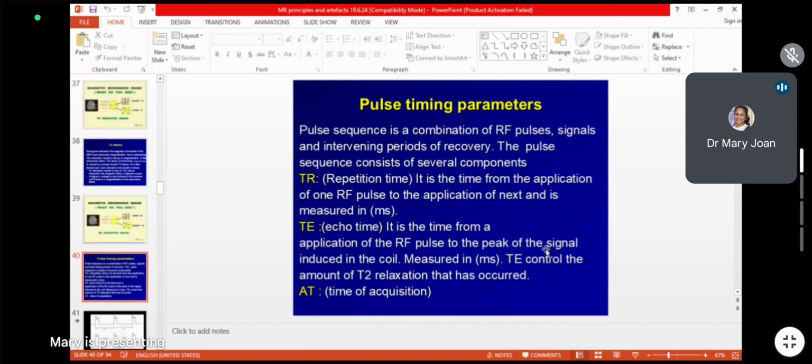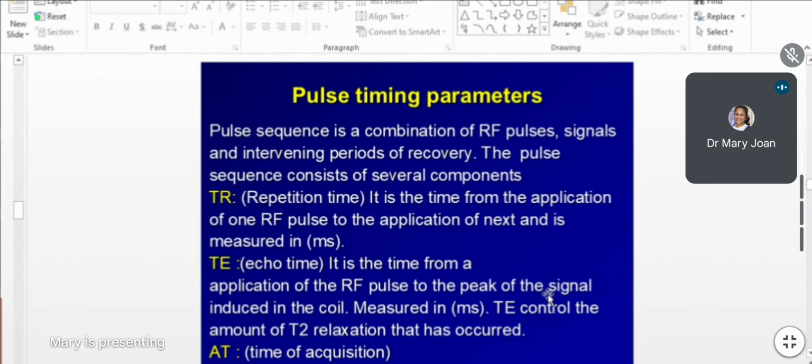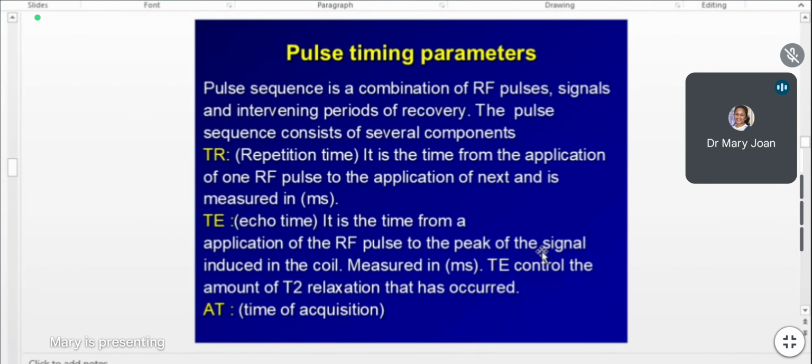And pulse timing parameters. A pulse sequence is a combination of RF pulses, signals and intervening periods of recovery. The pulse sequence consists of several components. TR is the repetition time. It is the time from the application of one RF pulse to the application of the next and is measured in milliseconds. TE is the echo time.